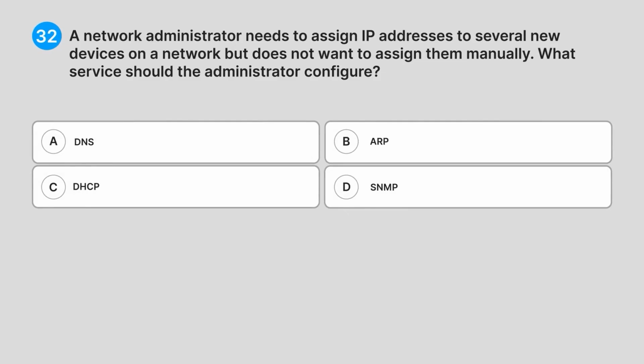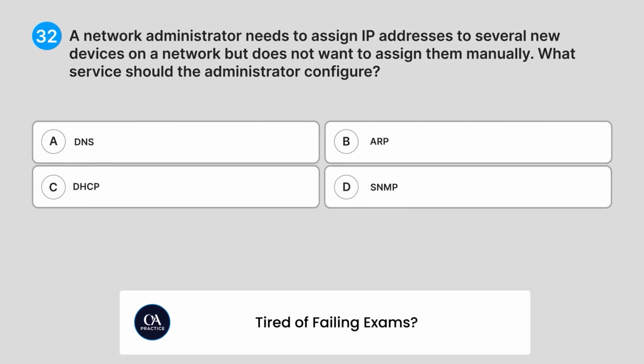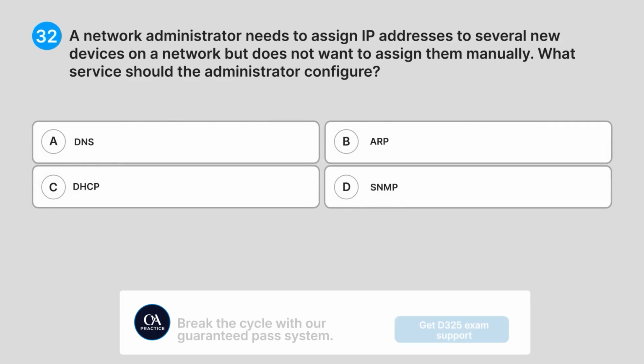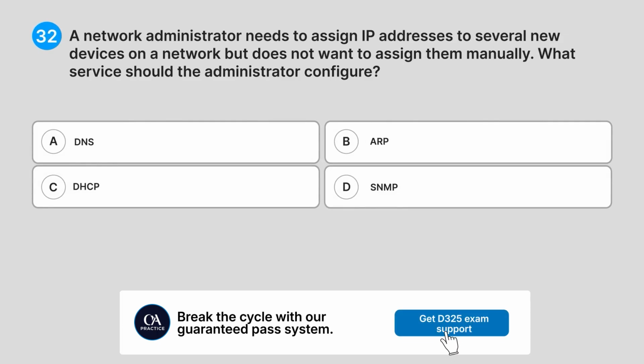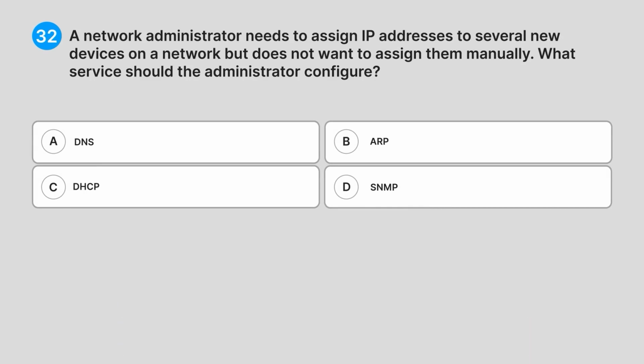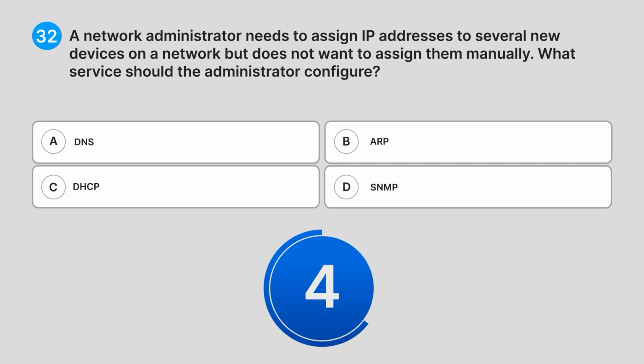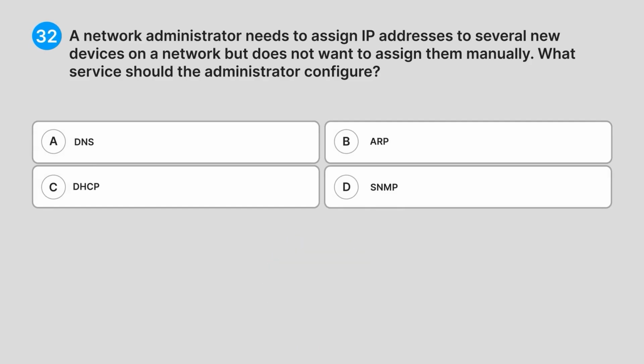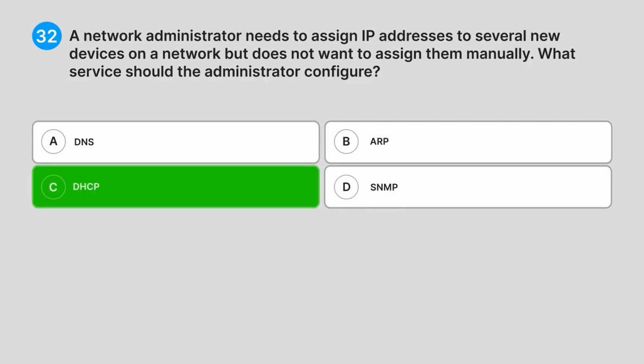32. A network administrator needs to assign IP addresses to several new devices on a network, but does not want to assign them manually. What service should the administrator configure? A. DNS, B. ARP, C. DHCP, D. SNMP. What do you think is the answer? Correct answer, C. DHCP.